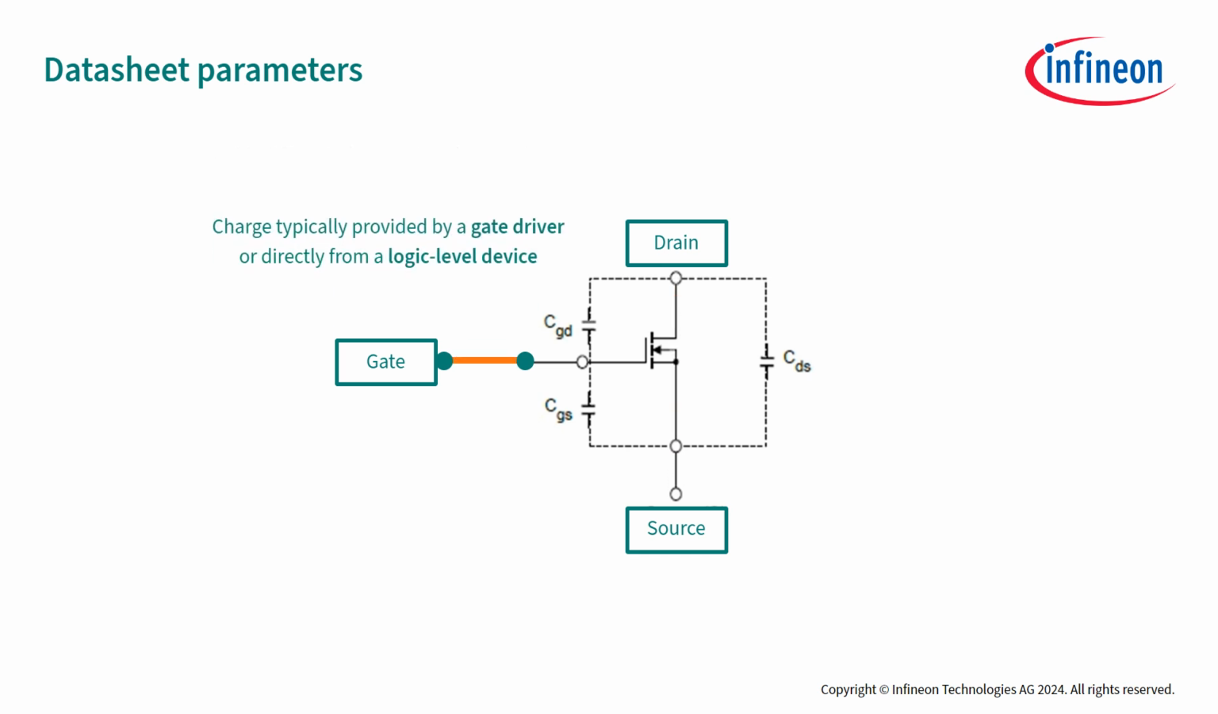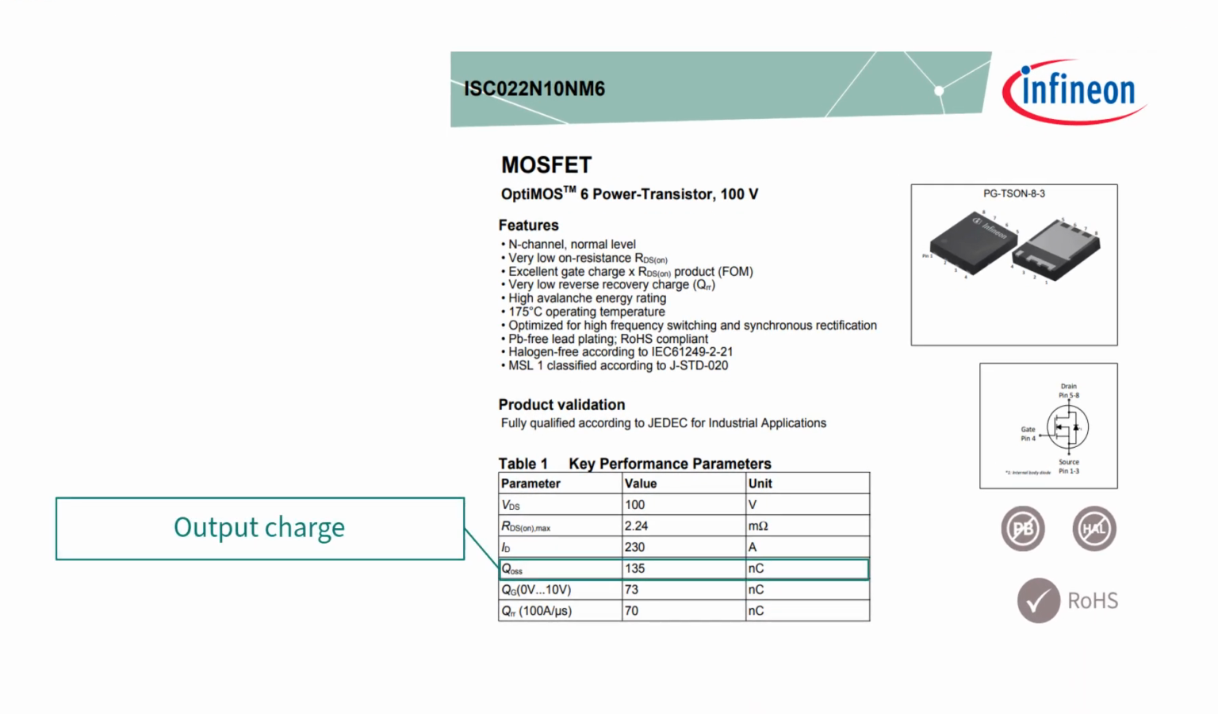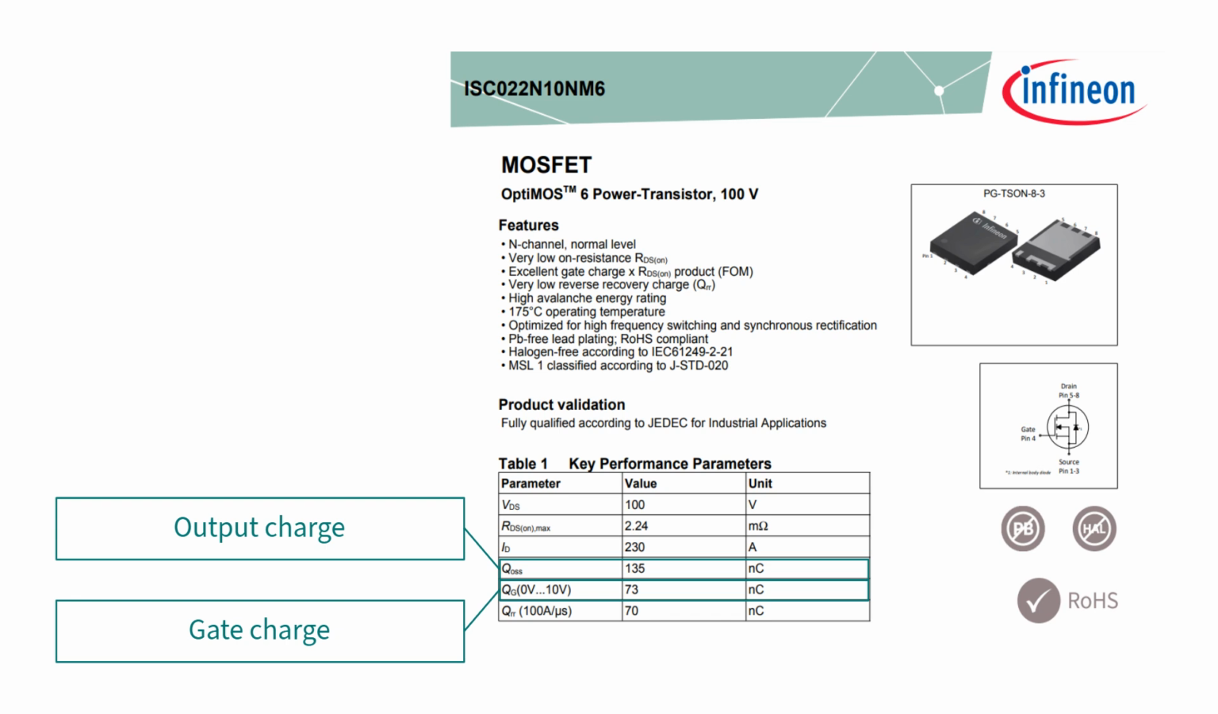The charge applied at the gate is typically provided by a gate driver or directly from a logic-level device like a microcontroller. If you want to turn on and off the MOSFET faster, in other words, at higher frequencies, the gate driver needs to supply this charge at a faster pace, which requires higher current levels supplied by the gate driver. Another critical parameter in the MOSFET specification is the QOSS, or output charge. Both parameters, QG and QOSS, are the associated input and output charges of the MOSFET, which will be explained in more detail next.